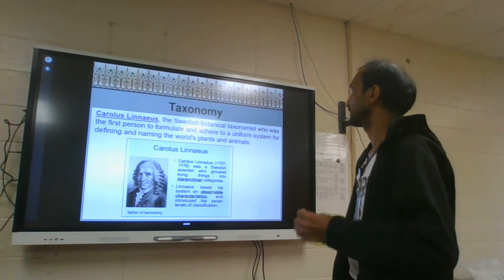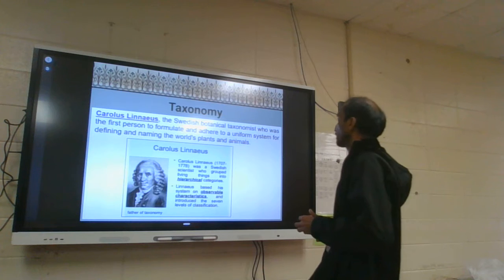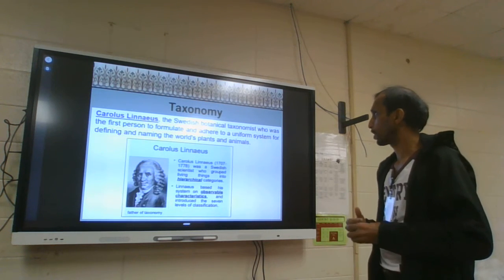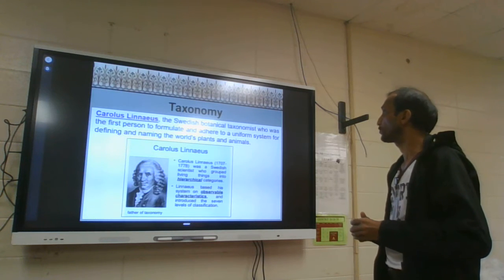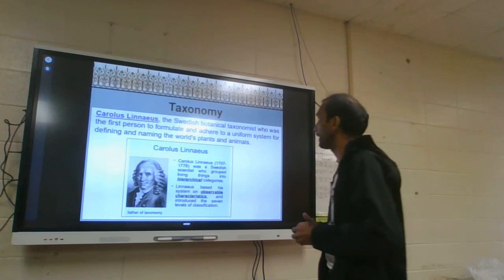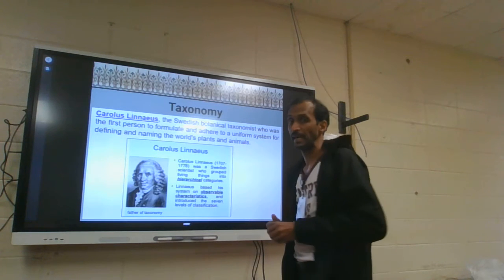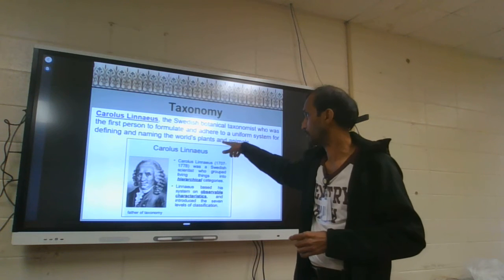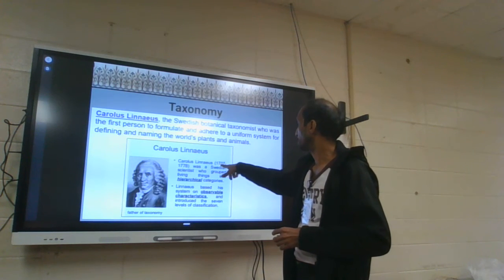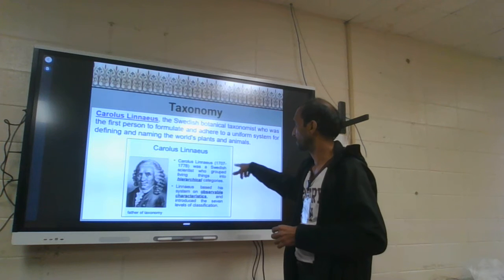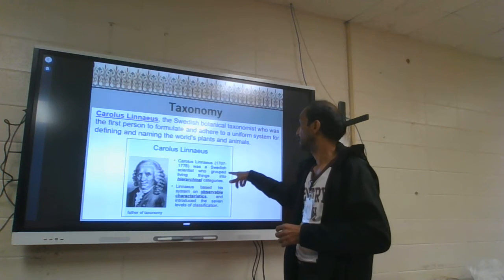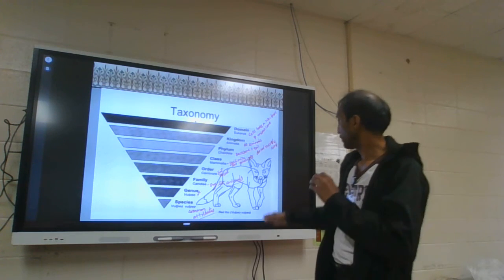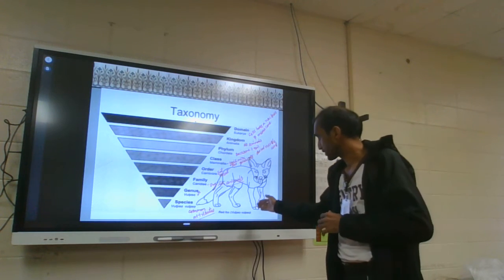Carl Linnaeus was a Swedish botanist and taxonomist who was the first person to formulate and adhere to a uniform system for defining and naming plants and animals. Plants and animals are what he worked on first. He lived from 1707 to 1778. When we look at taxonomy, for example, we see one of these, a red fox.